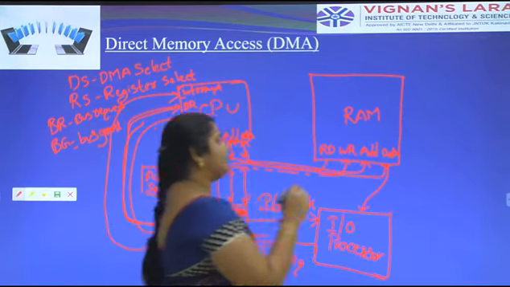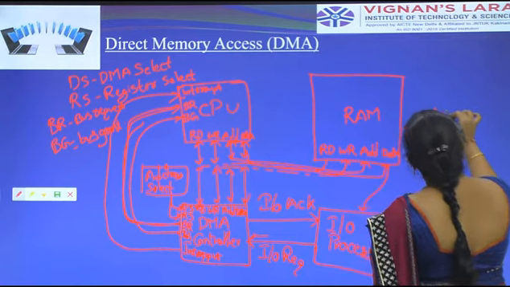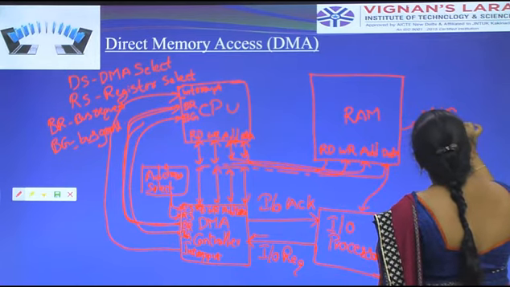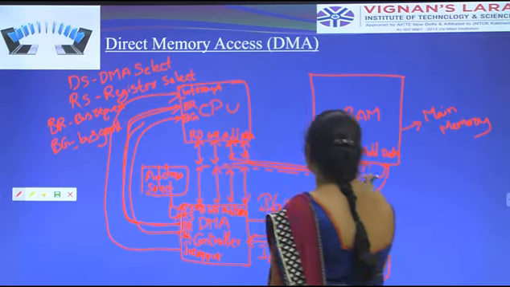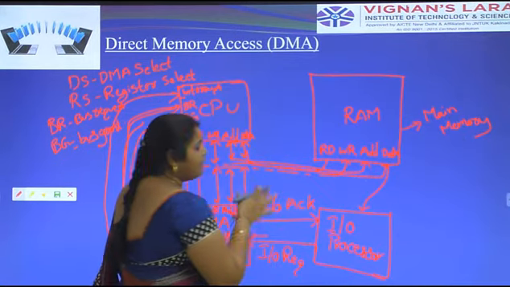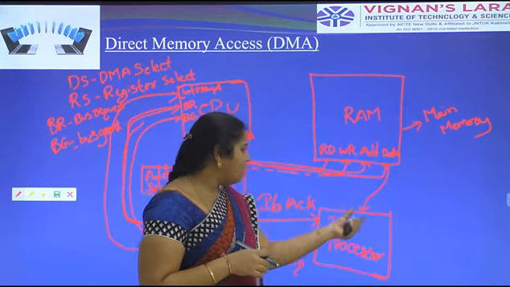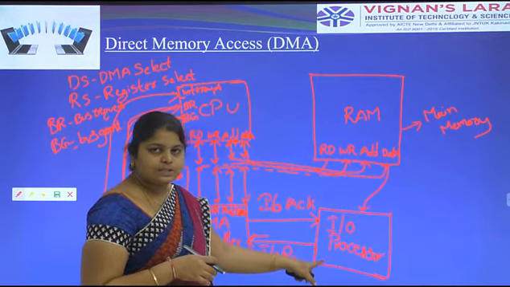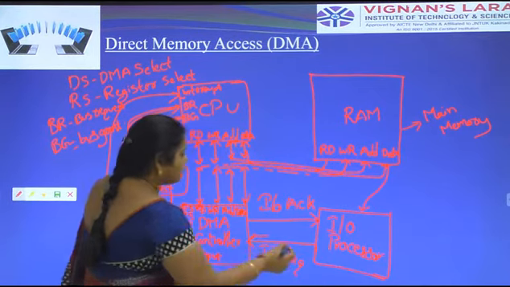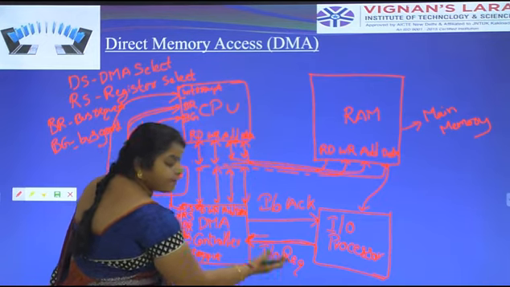RAM is nothing but main memory. Here in RAM we have read operation, write operation, address and data. The data that is coming from RAM is stored in the IO processor. The IO processor transfers the information to the DMA controller with the IO request.